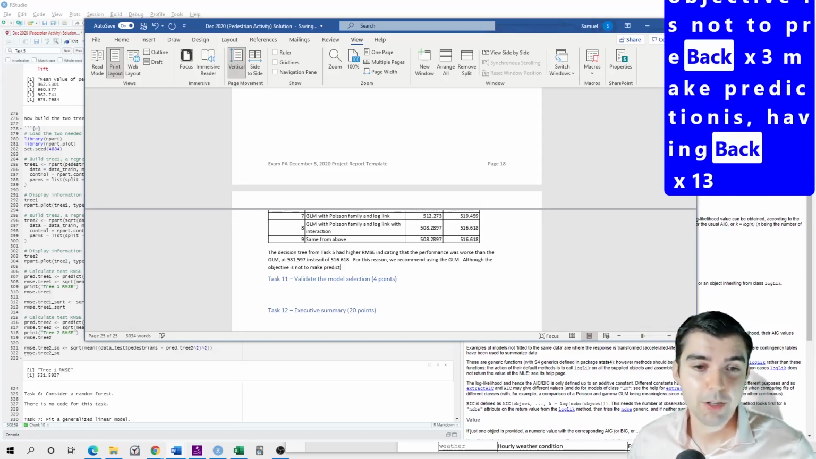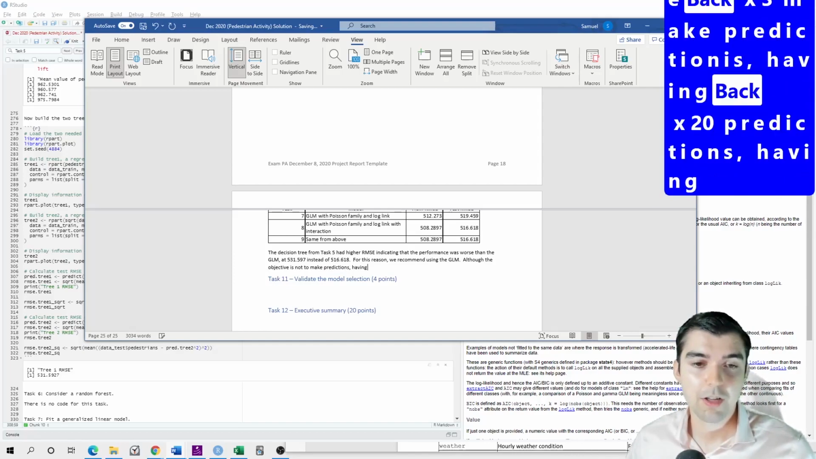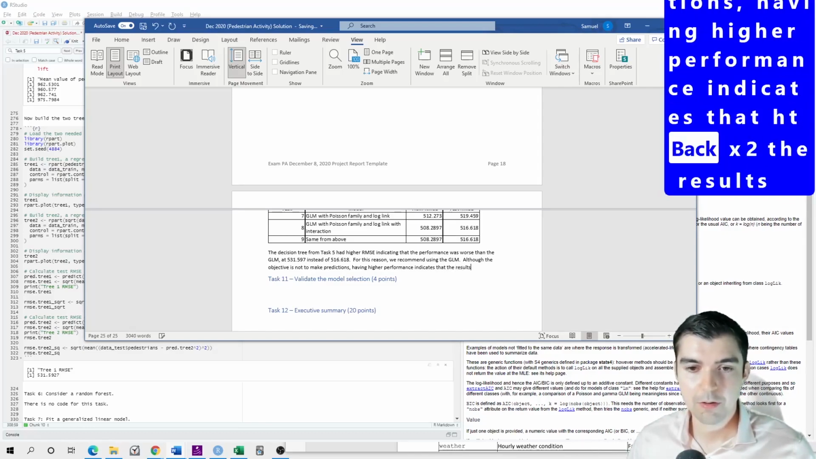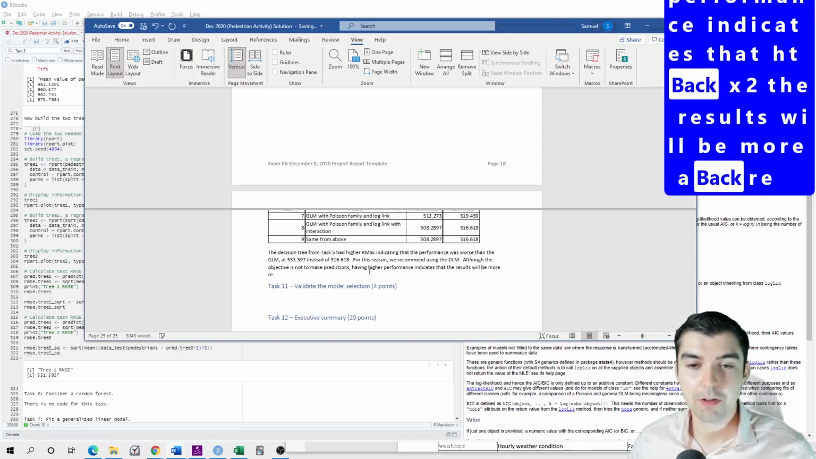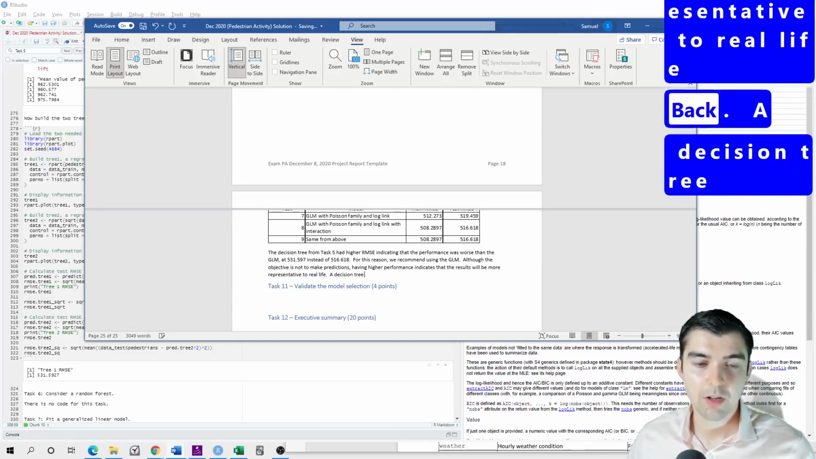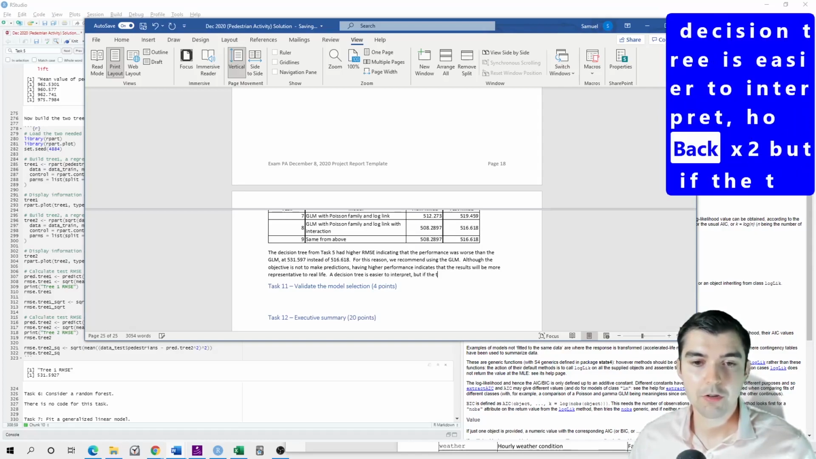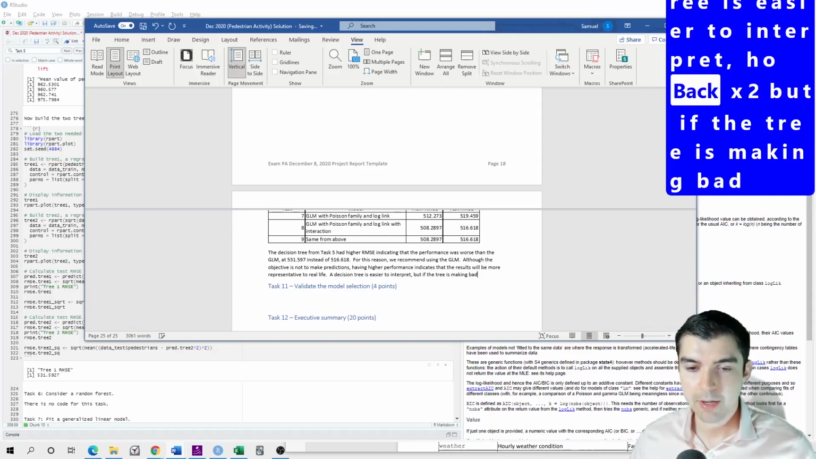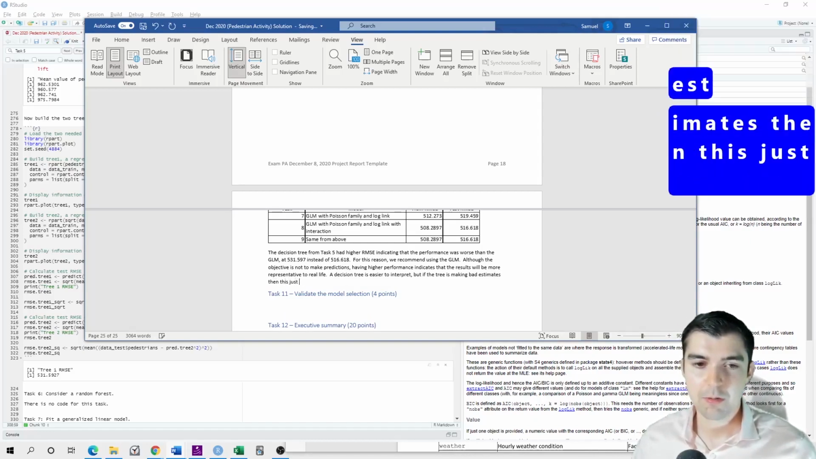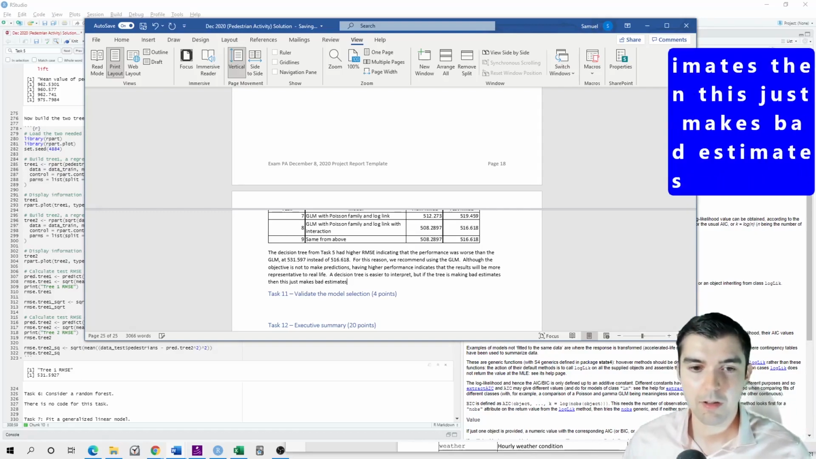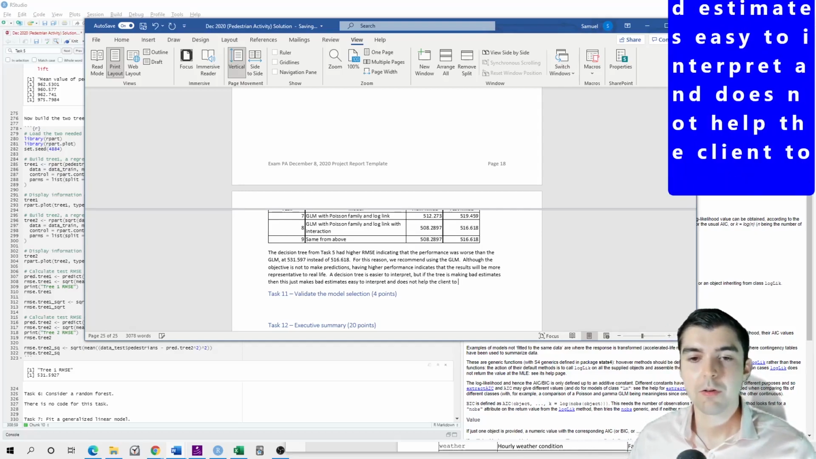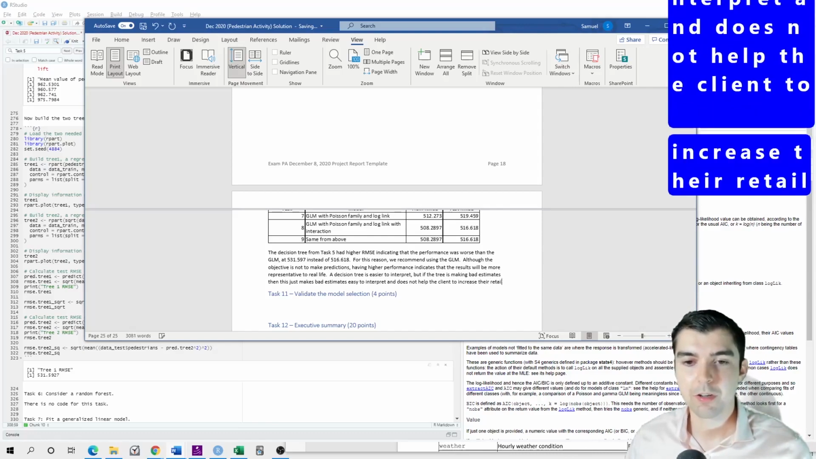So although the objective is not to make predictions, having higher performance indicates that the results will be more representative of real life. A decision tree is easier to interpret, but if the tree is making bad estimates, then this just makes bad estimates easy to interpret and does not help the client to increase their retail sales.